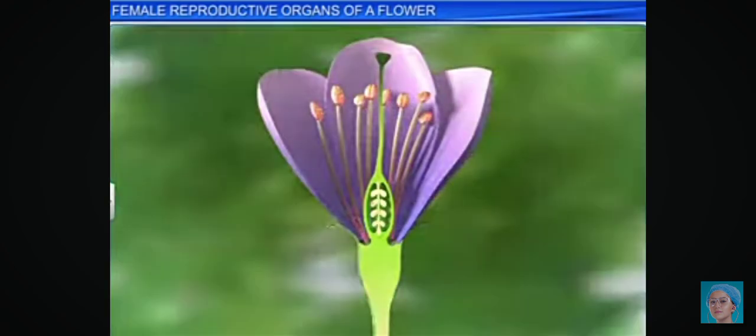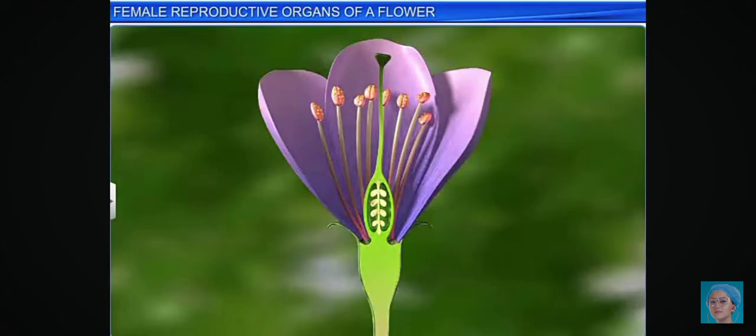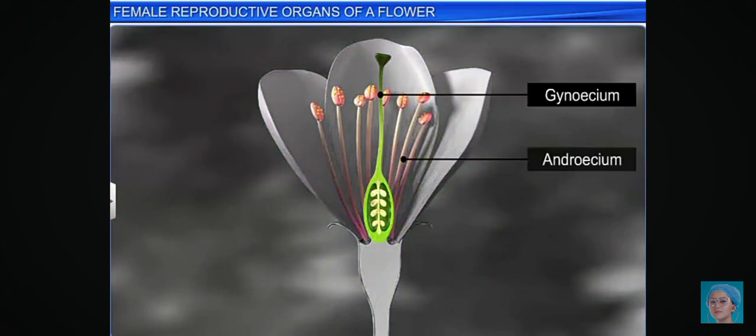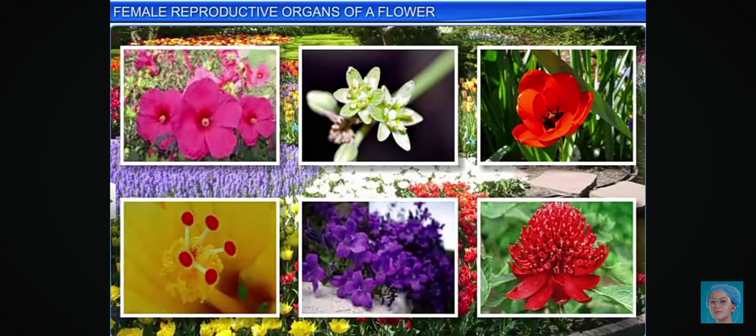Incidentally, flowers also happen to be the site of sexual reproduction, as they contain the androecium and gynoecium, the male and female reproductive organs of a plant. You can see many variations in the gynoecium of different flowers.